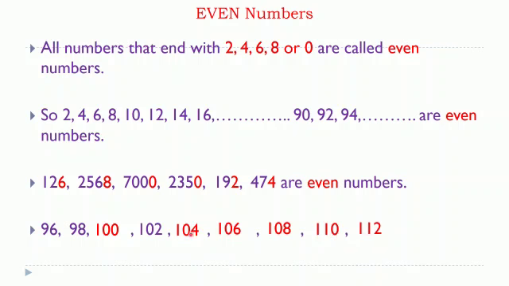So just look at the digits here. 0, 2, 4. The last digit I am talking about. 6, 8. Again 0. Again 2. Again we will get 4. Again 6. It will go on repeating. So all these are called even numbers.